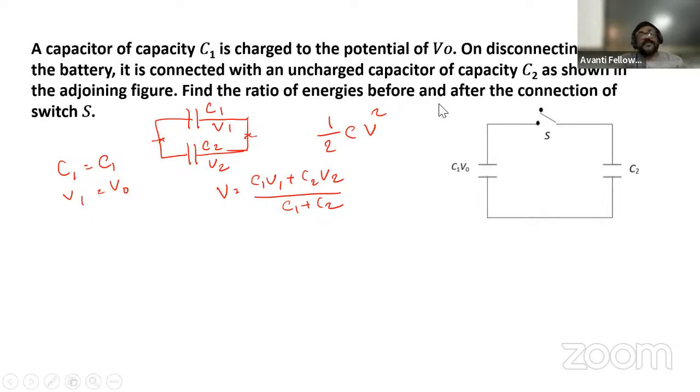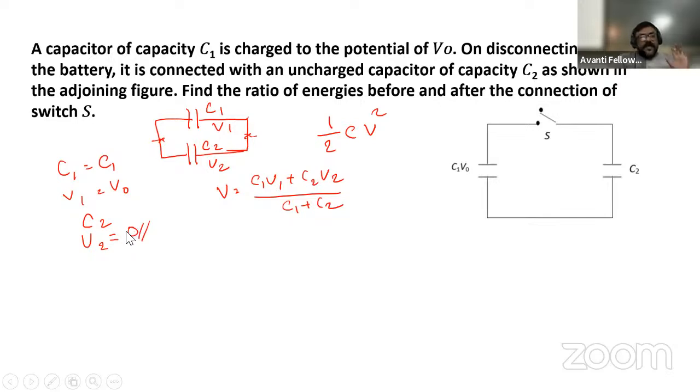It is connected with an uncharged capacitor of capacity C2. The second capacitor has a capacitance of C2, but it is not charged. That means both the plates do not have any charge on them. So what will be the potential across its plates? If it is an uncharged one, definitely V2 will be equal to 0. Always remember that if it is an uncharged capacitor, the meaning is there are no charges on the plates of the capacitor. So the PD across the plates will be 0. That is the second capacitor C2.